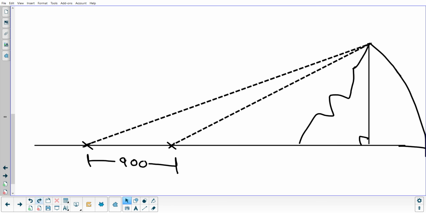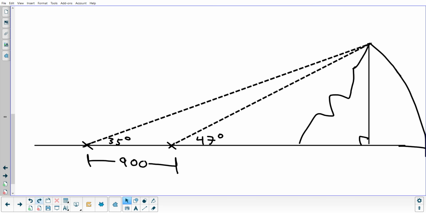All right, so that is 47. Then they back up 900 meters, do it again. And what did they get that time? 35. Okay, so I think we've labeled everything that we can. Questions on the diagram?